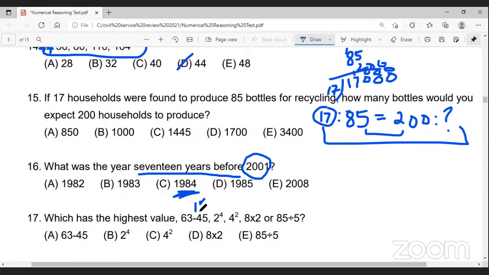Mark, did you really identify the highest? Ma'am, 63 minus 45 is 18. 2 raised to 4 is just 16, 2 times 2 times 2 times 2. 4 squared is still 16, and 8 times 2 is also 16. And 85 divided by 5 is 17. So, yes, really, the highest value here is 63 minus 45. Okay, let's see number 18.